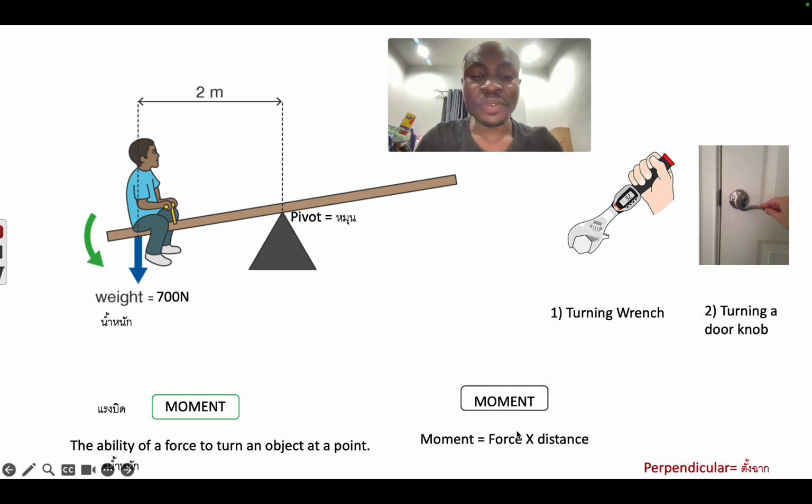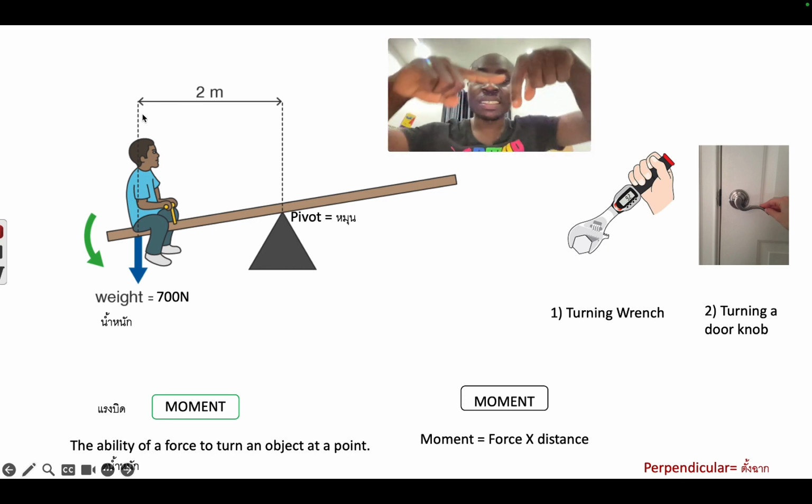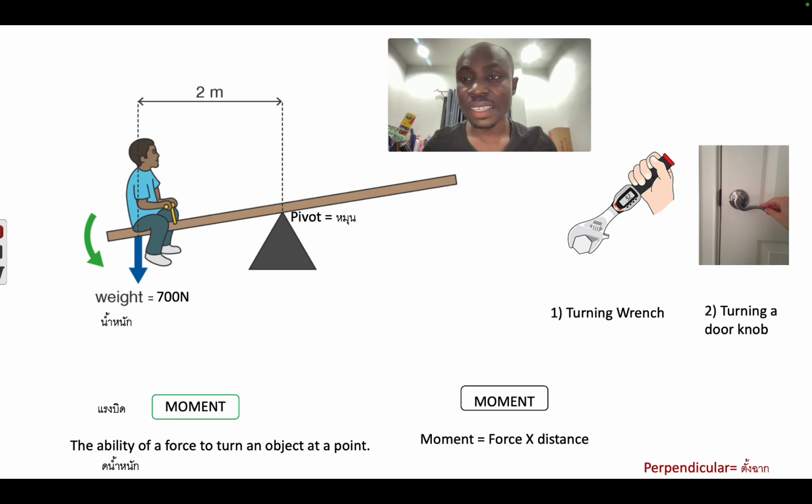Moment is the force that we use times the perpendicular distance from the force. Again, moment is the force that we use times the perpendicular distance from the force. So in this example, the force is 700 newtons, and the perpendicular distance, the distance that makes 90 degrees with the force, is 2 meters. Okay, now let's look at some examples.